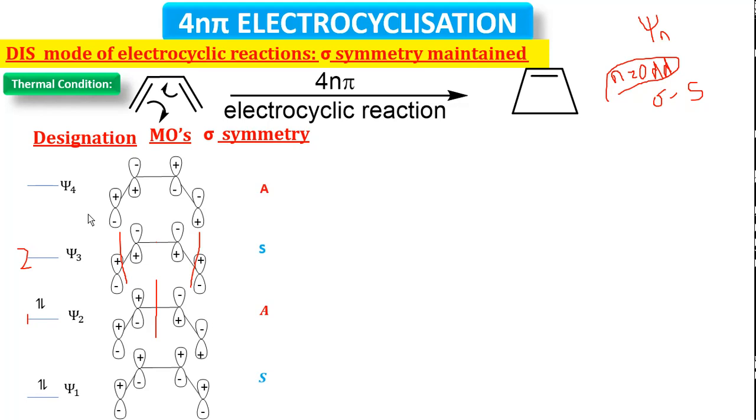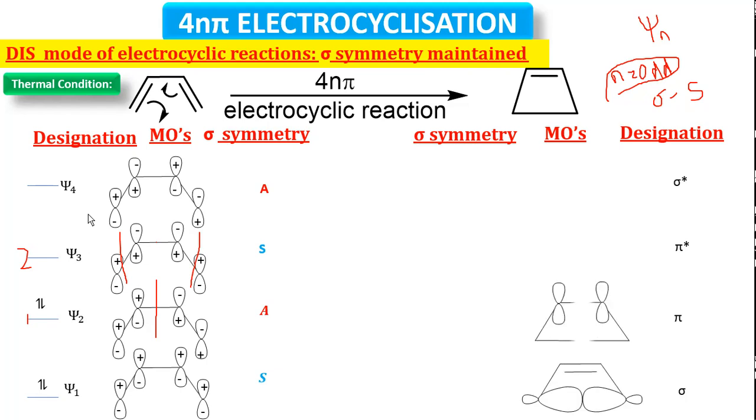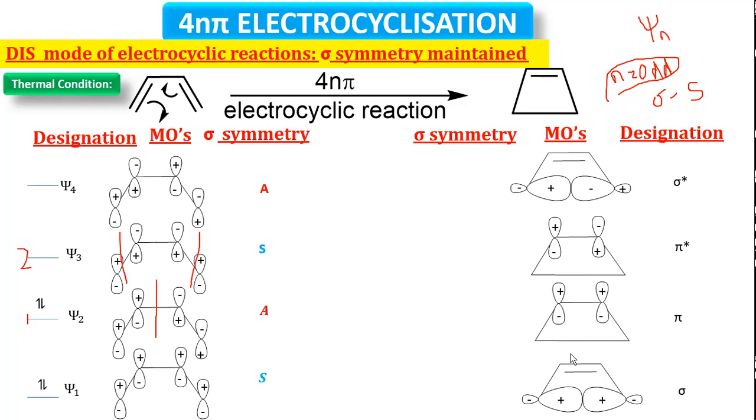Now let's classify the molecular orbitals of the products: sigma, pi, pi star, sigma star. These are end-on overlapping, side-on overlapping, side-on overlapping, end-on overlapping. The sigma bond is plus lobe overlapped with plus lobe. The pi bond is also plus lobe overlapped with plus lobe. Pi star means plus lobe overlapped with minus lobe, and sigma star means plus lobe overlapped with minus lobe. Okay, these are the molecular orbitals. Now let's see the correlation.